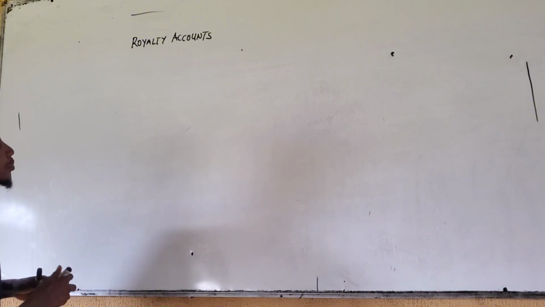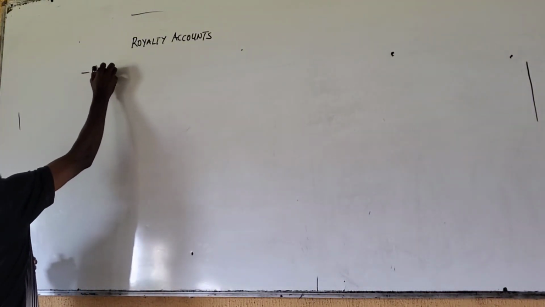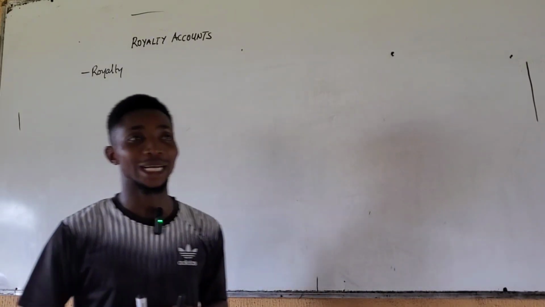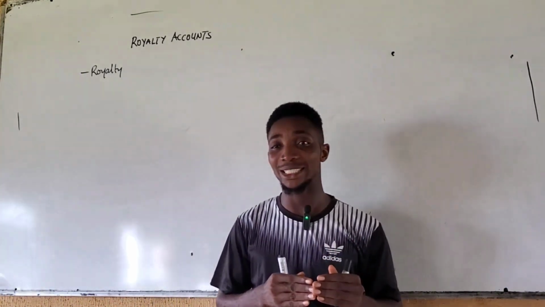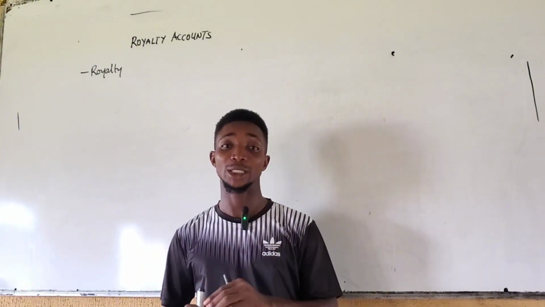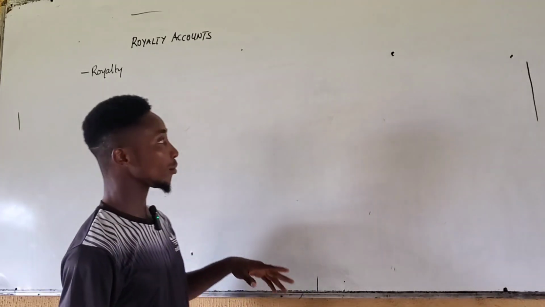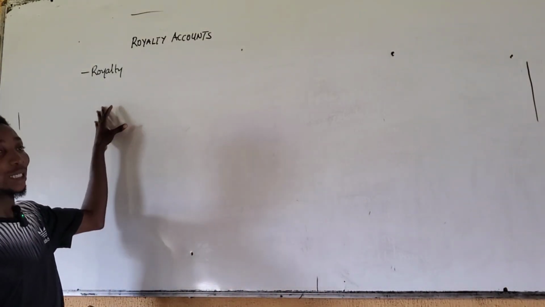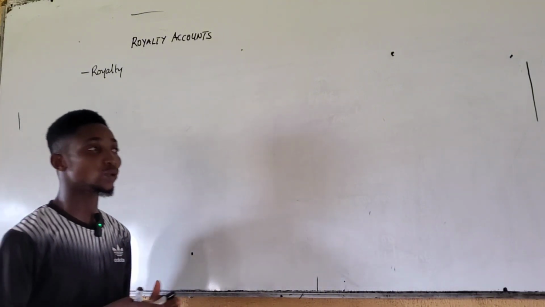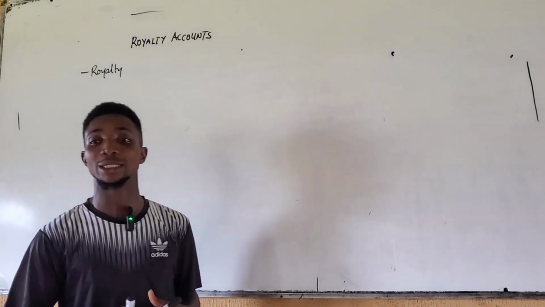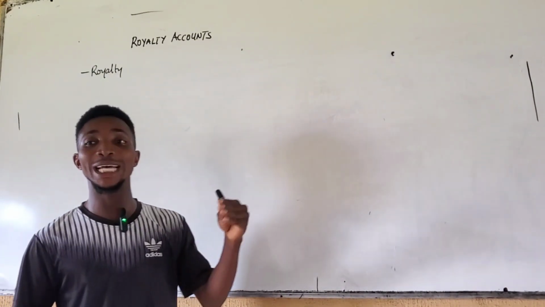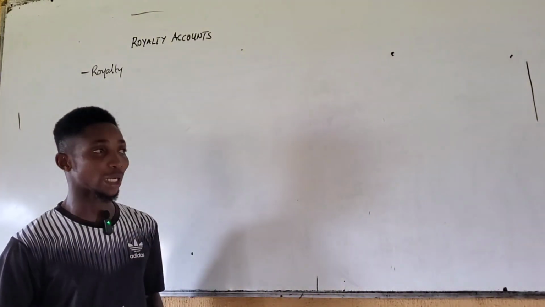We'll be looking at royalty account today. What is royalty? A person may own a right and may allow another person to exercise or use that right for a consideration. The amount paid by the person is called royalty. So if you have a legal right and you give permission or license to somebody else to enjoy that right for a consideration, that amount, the money the person pays to use that right, is regarded as a royalty.